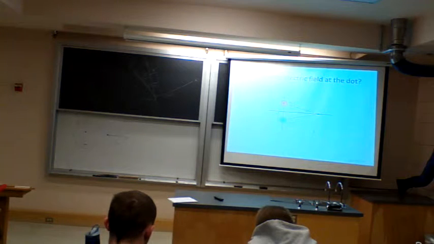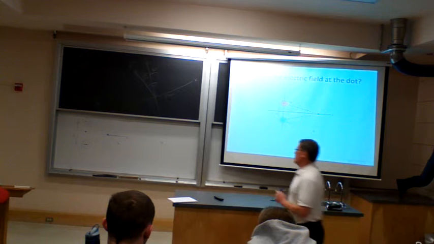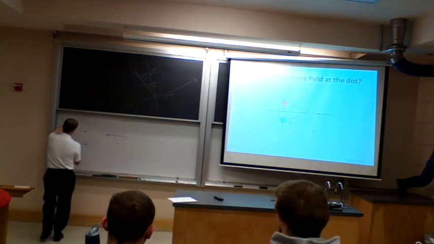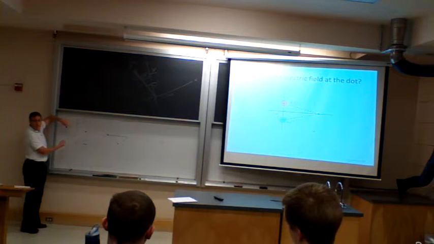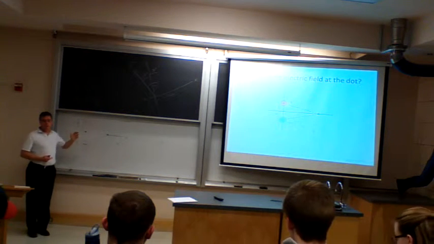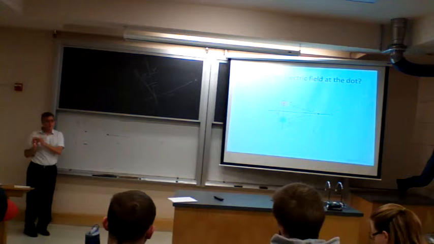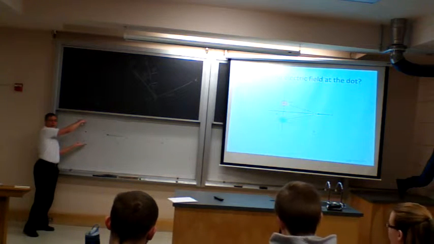That's actually a good point. What is very far away? Very far away means much bigger than this distance S. If this distance S is in microns or angstroms, very far away is a very short distance. It just means a lot farther than S.